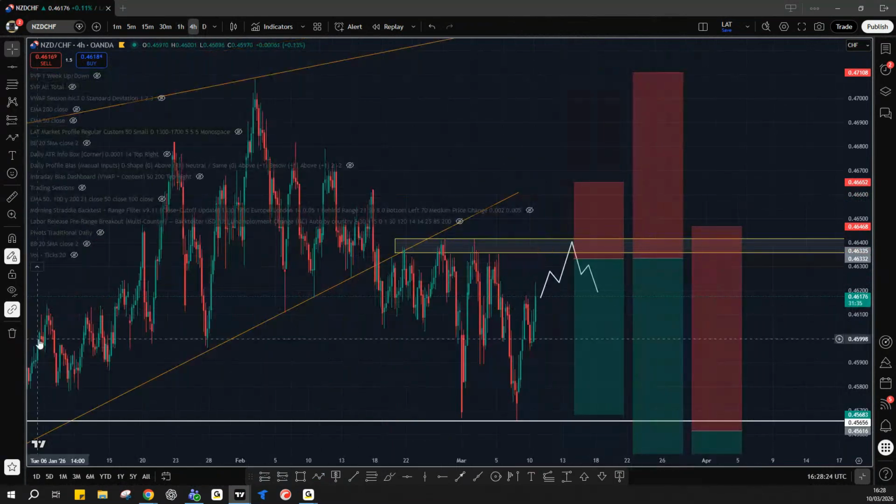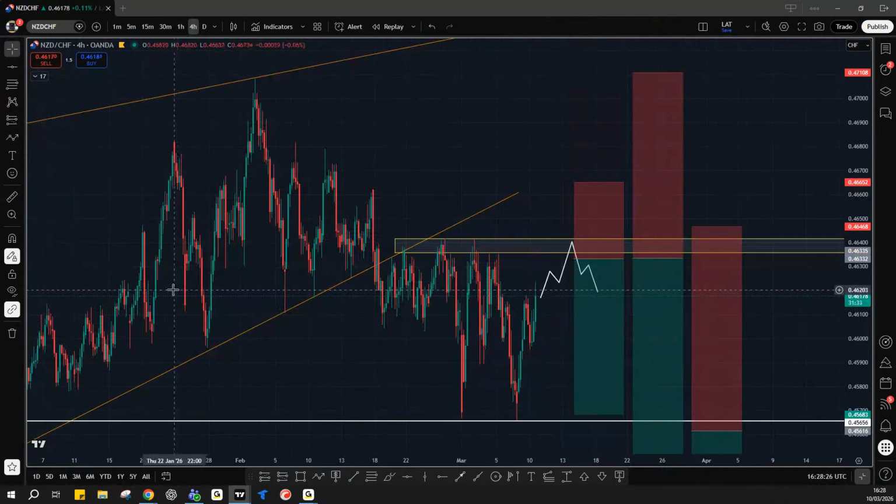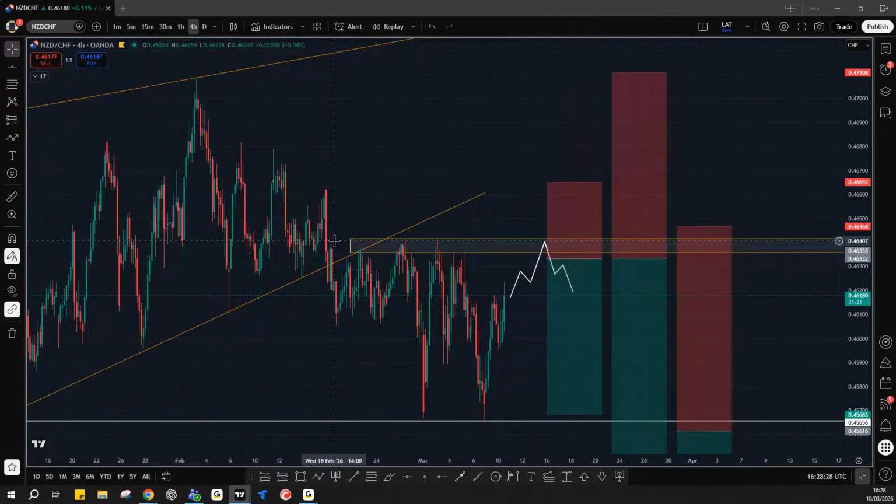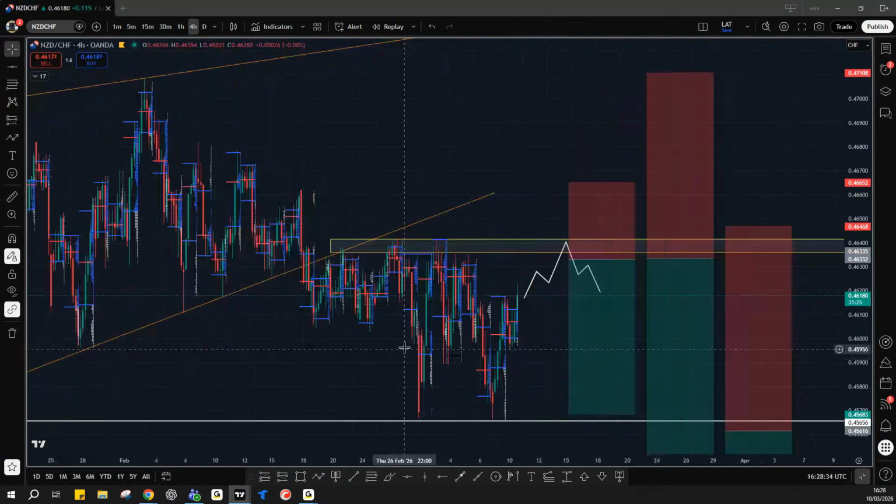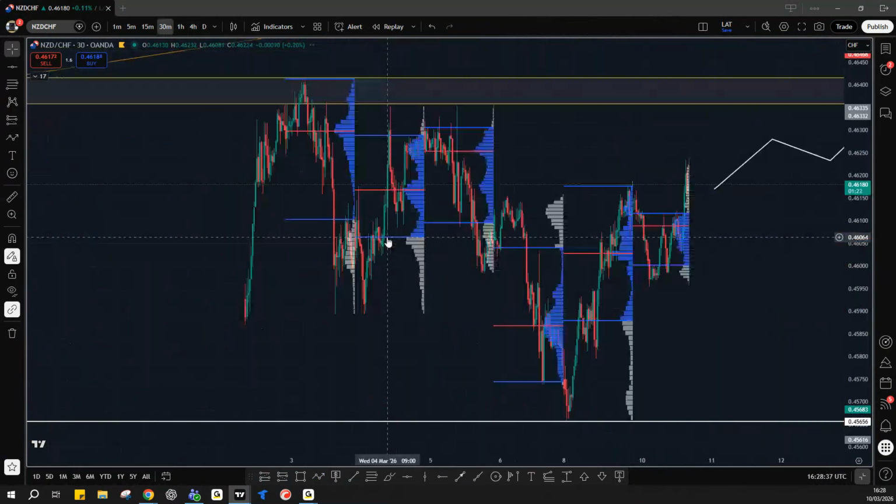Profiles for this kind of a scenario also become a little bit trickier. It is still choppy. It is still a bit sideways. Those profiles are probably going to reflect this as well. But we will see some short-term shifts in price acceptance along the way.